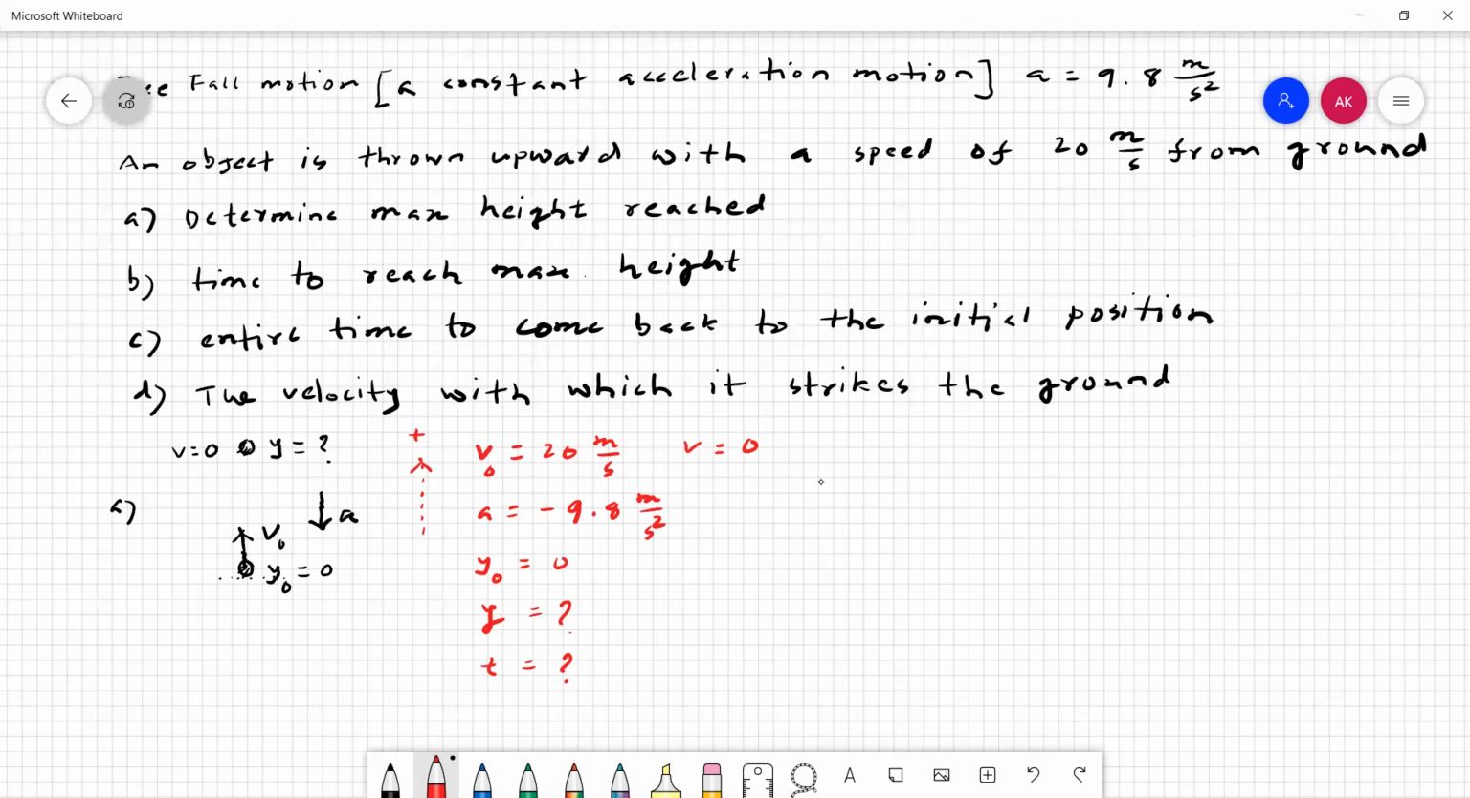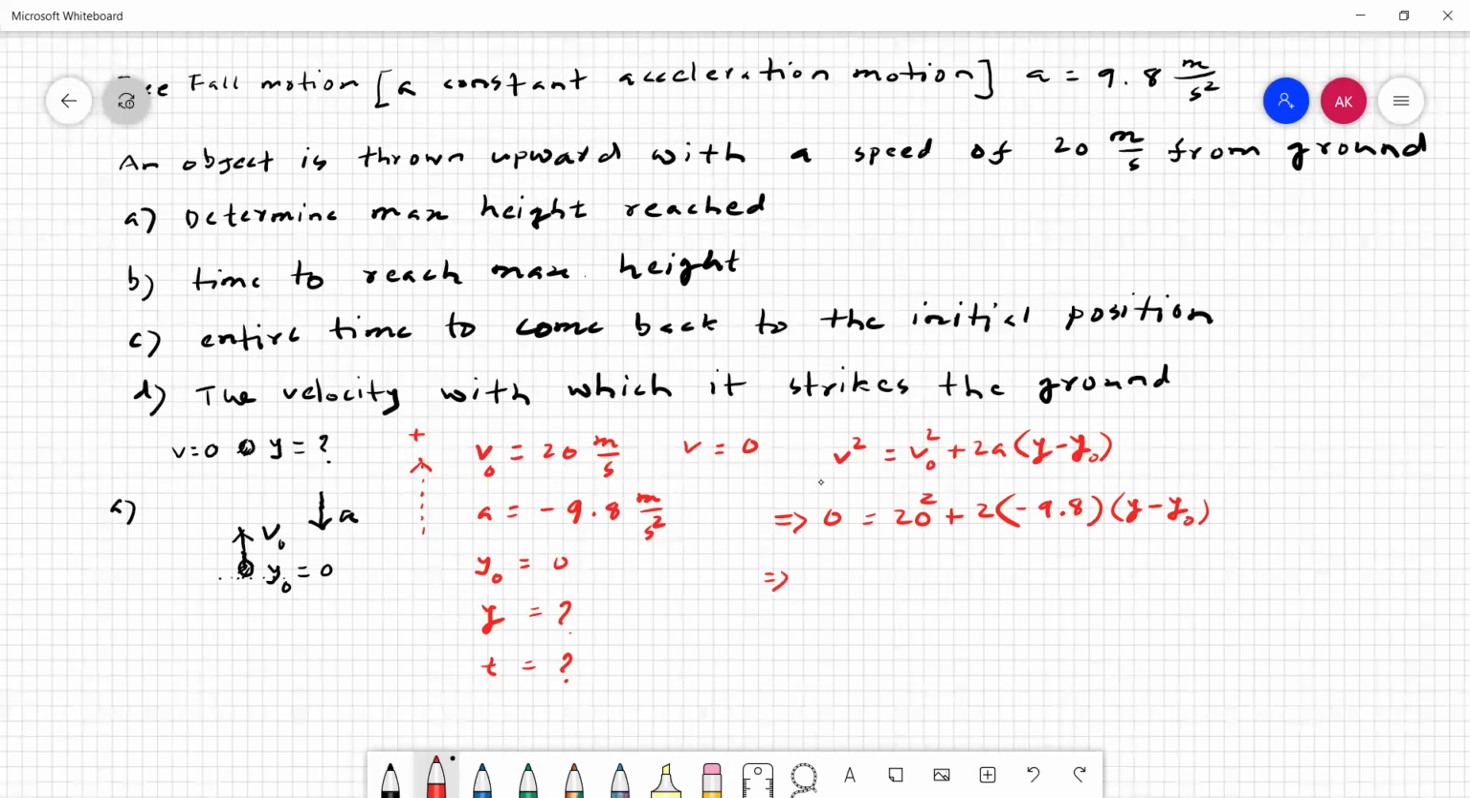We can choose v squared is equal to v naught squared plus 2a(y minus y naught), one of the kinematics equations. So in this case, final velocity is 0, v naught squared is 20 squared, 2 times negative 9.8, and then y minus y naught. y naught is equal to 0, but anyway, we can just solve for y minus y naught.